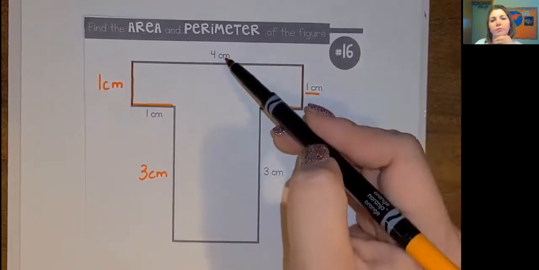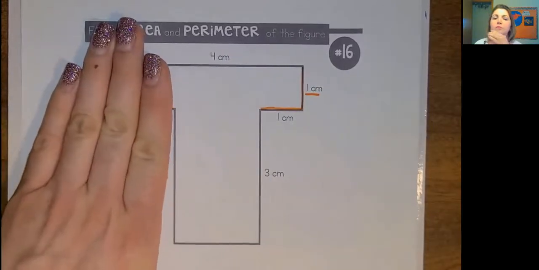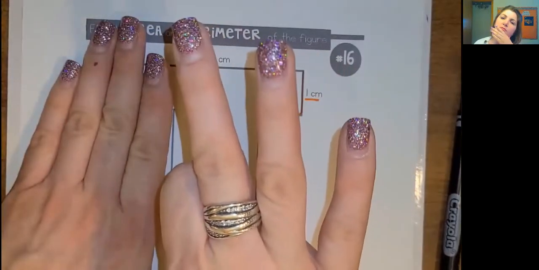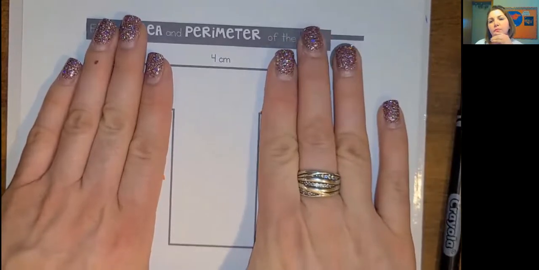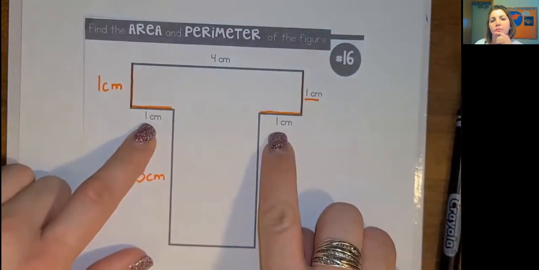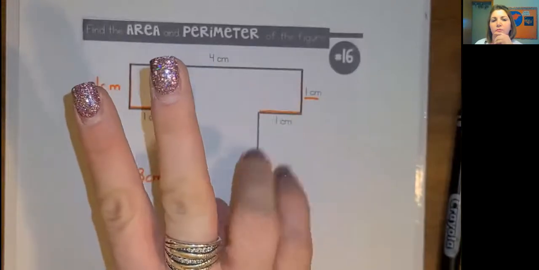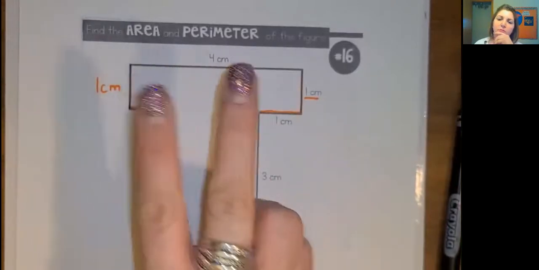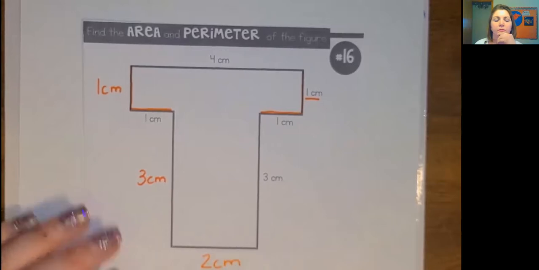So imagine I have a piece that's 4 inches long, and I take away 1. What is 4 take away 1? Well, that's 3. But then I have this other piece over here that I need to take away. So I have 4, and this time I need to take away 2 centimeters total. So if I have 4 centimeters and I take away 2, I have 2 centimeters left. So the bottom of the shape is going to be 2 centimeters.